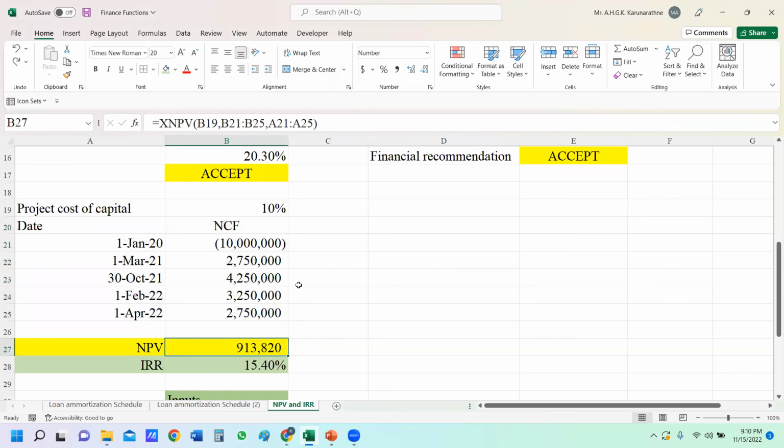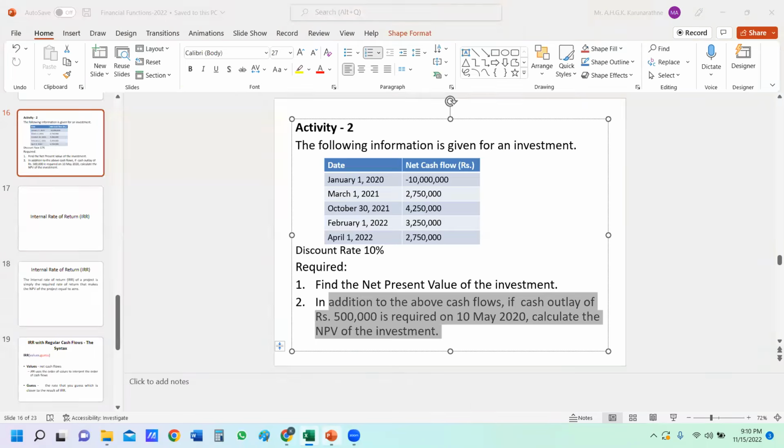Remember, students, if you are going to incorporate any additional cash flow, be it positive or negative, don't worry. It is very simple. You can simply incorporate that additional cash flow based on the exact date. Put that cash flow in the right place in the right order. This new cash flow is a 500,000 outlay, that is minus 500,000, that is okay, but the date is important.